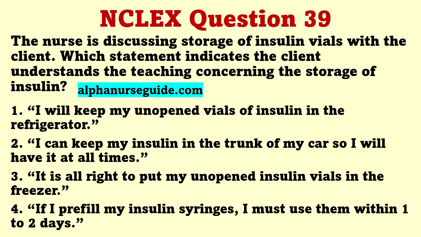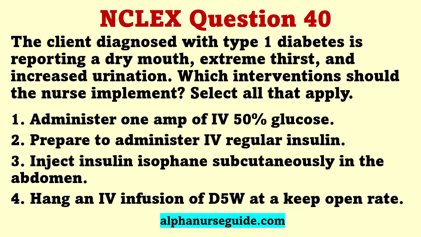The client diagnosed with type 1 diabetes is reporting a dry mouth, extreme thirst, and increased urination. Which interventions should the nurse implement? Select all that apply. 1. Administer 1 amp of IV 50% glucose. 2. Prepare to administer IV regular insulin. 3. Inject insulin isophane subcutaneously in the abdomen. 4. Hang an IV infusion of D5W at a keep open rate.